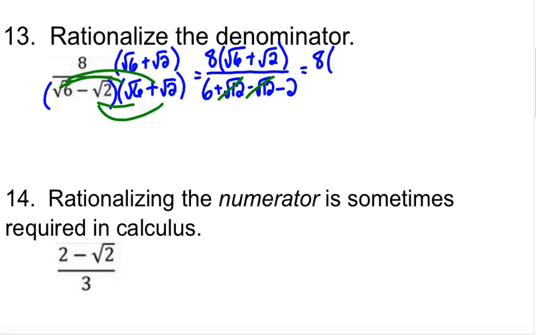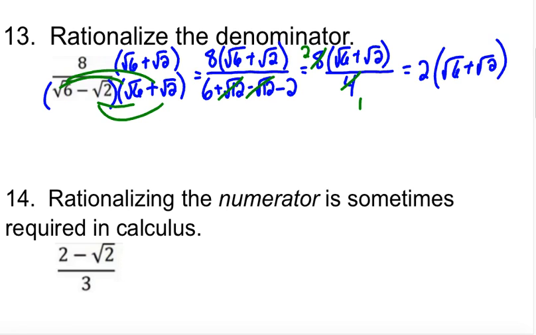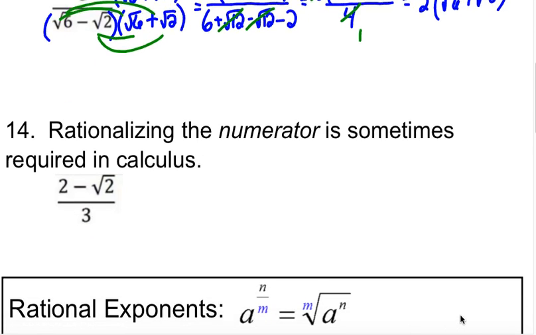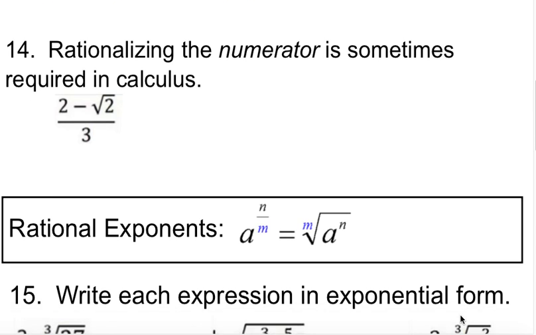So we have 8 root 6 plus root 2 over, let's see, 6 minus 2 is 4. And since these numbers, the 8 and the 4, they're both divisible by 4, I can go ahead and reduce those. So my answer is 2 root 6 plus root 2. And you can leave your answer like this, or you could distribute the 2 through. It'd be 2 root 6 plus 2 root 2. Either one's fine. Now, sometimes in calculus, we have to rationalize the numerator.